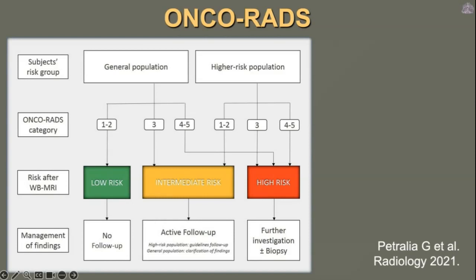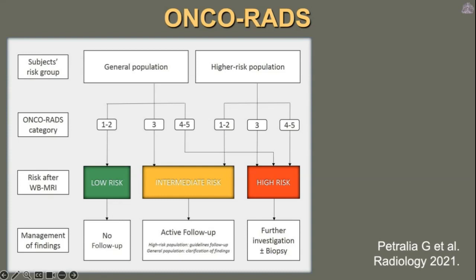So this is also a flow chart that tells us how we want to potentially manage these findings according to OncoRAD score. And I'm just going to focus on the general population here because this is the area that we're probably more interested in this evening. As I said, if we give an OncoRAD score of 1 or 2, the risk after whole body MRI is low risk, and we generally say that no follow-up is required.